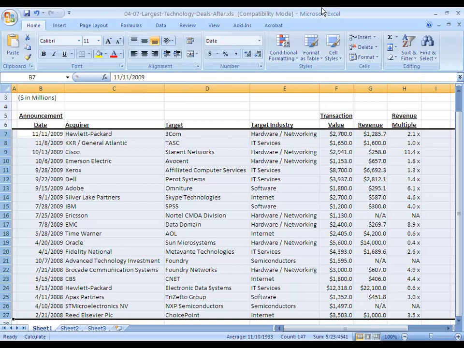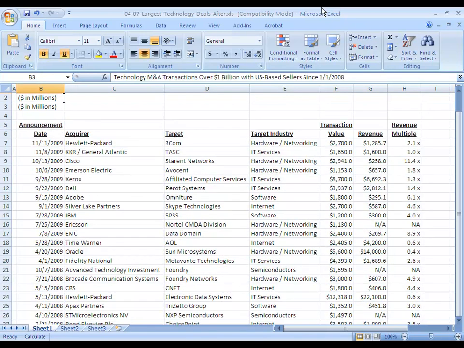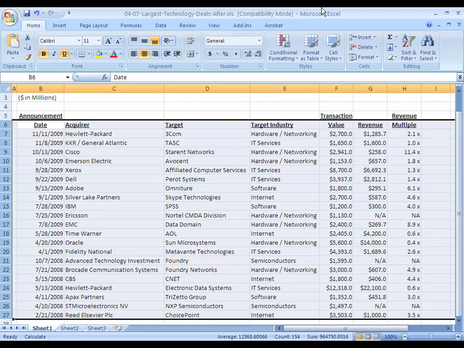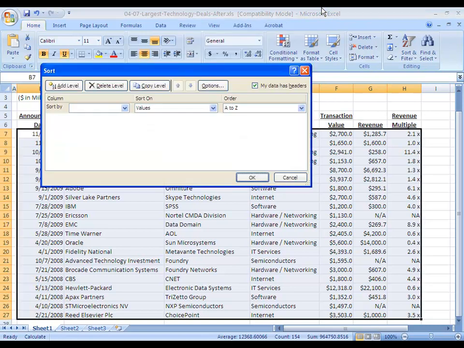So what we're going to do here is take the same approach of selecting everything in our data set with Shift Control down arrow key, then going to Alt DS to sort. We're going to go to sort by target industry.